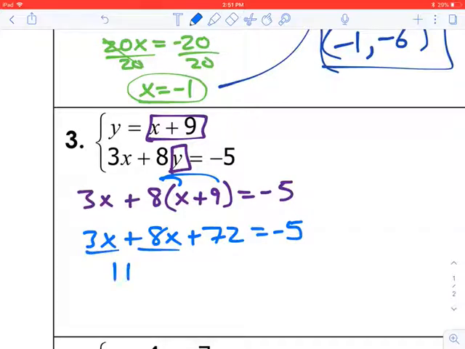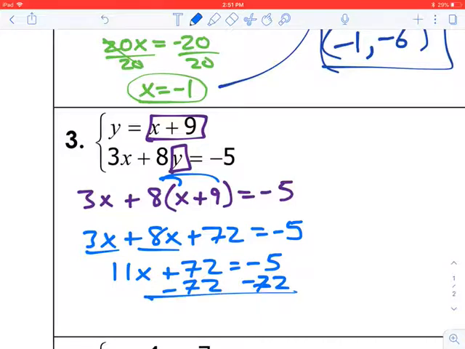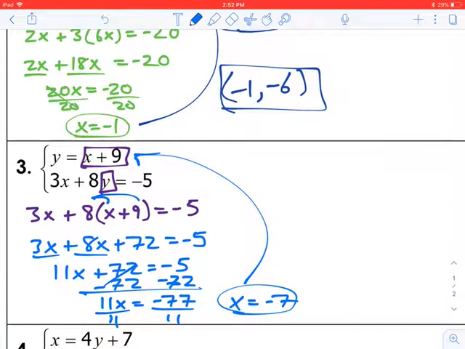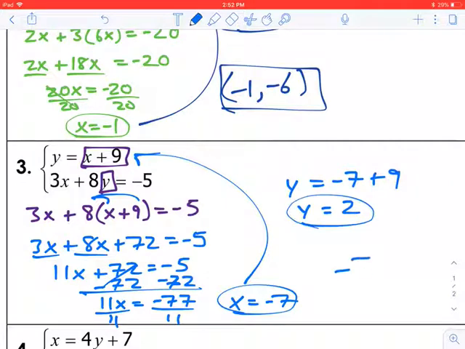Combine like terms, I get 11x plus 72 equals negative 5. Get the x by itself by subtracting the 72. And I get 11x equals negative 77. So divide by 11, there we go. x equals negative 7. Not done yet, got to plug it back into the top here. So y equals negative 7 plus 9, which is 2. So y equals 2. So negative 7, 2.